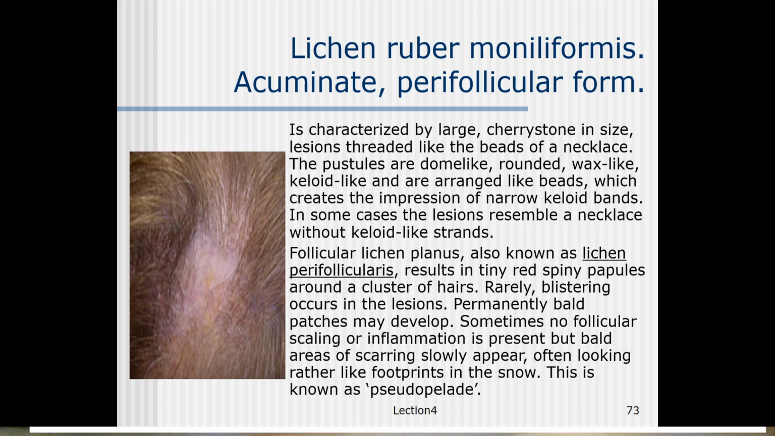Follicular lichen planus, also known as lichen perifollicularitis. The result is tiny red spiny papules around a cluster of hairs. Rarely, blistering occurs in the lesions. Permanently, a bald patch may develop.